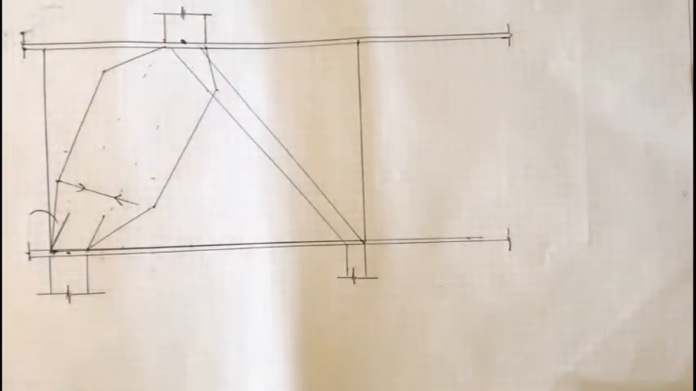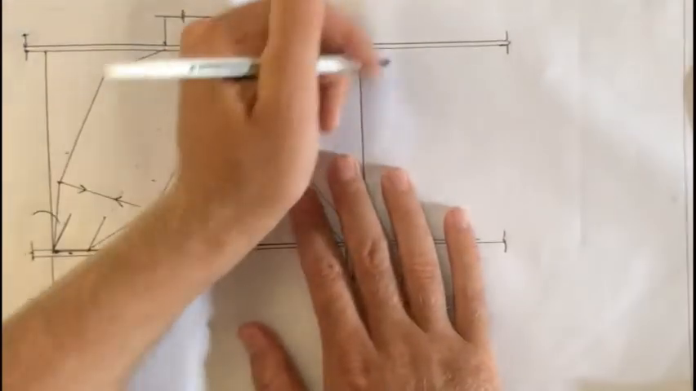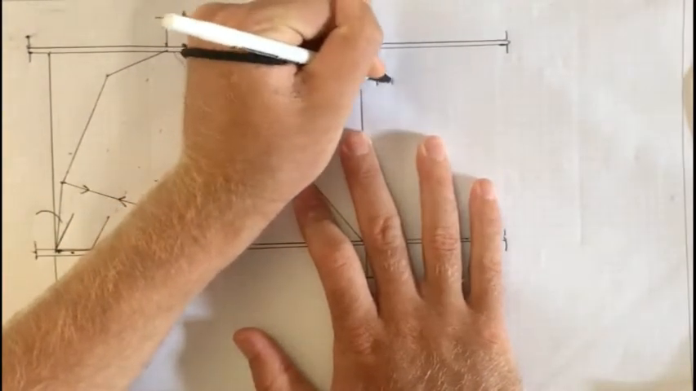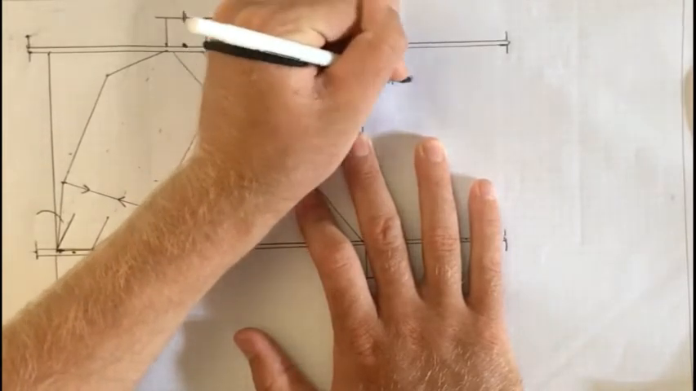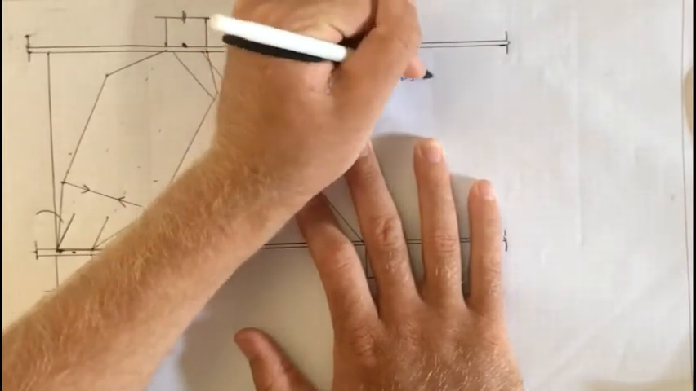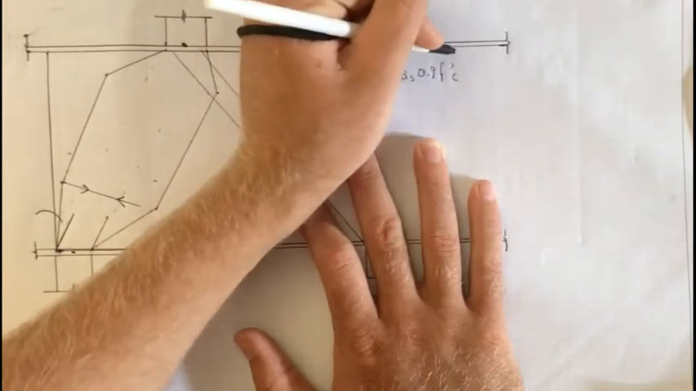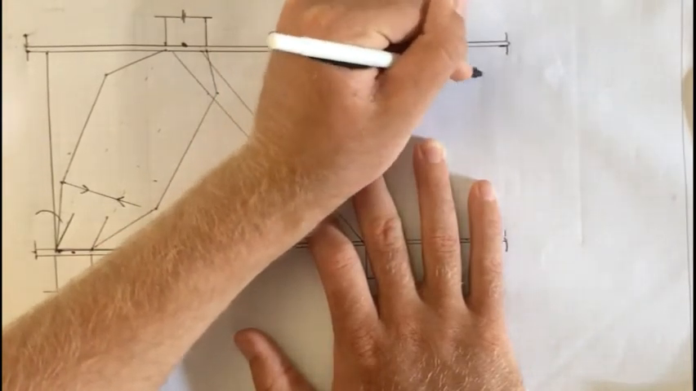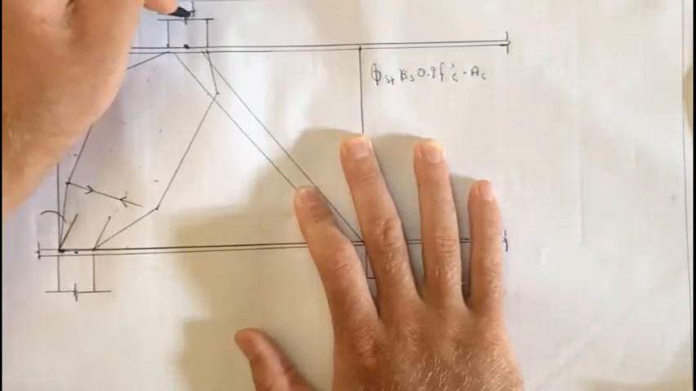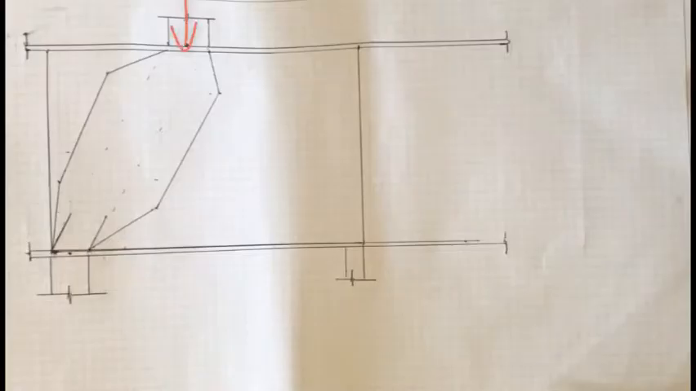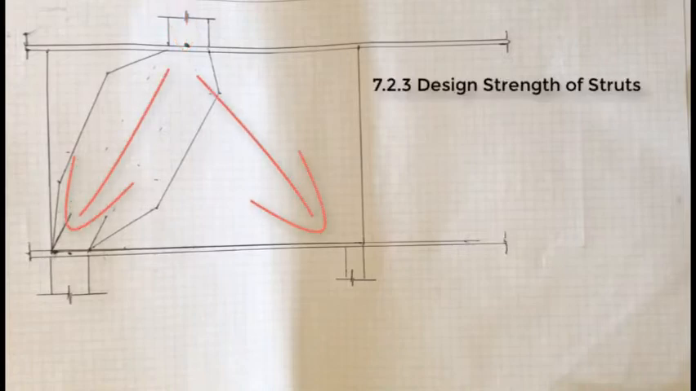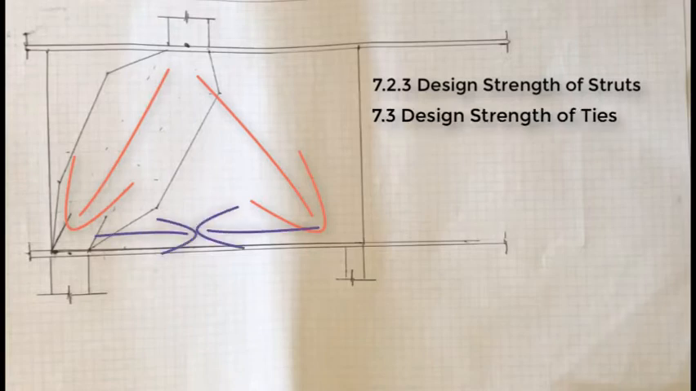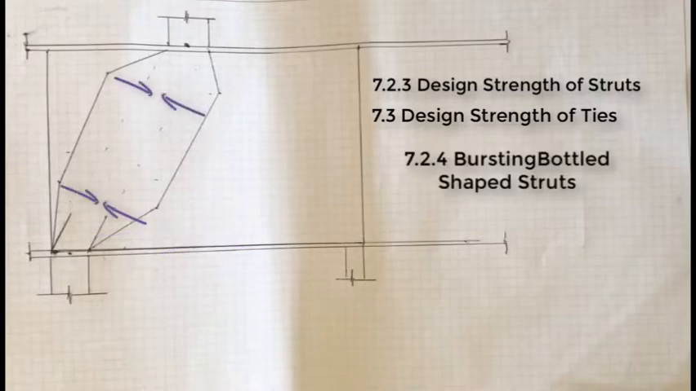So for the formula, 7.2.3 is psi St times beta S times 0.9 times f'c times Ac. And the force here, we'll call that F. Computation: we've got a load coming down from the column above, and then it transfers through two struts like that, and then we'll have a subsequent tensile force developing. And also from the two struts, we are going to have the bursting check, which will be 7.2.4 in the code.